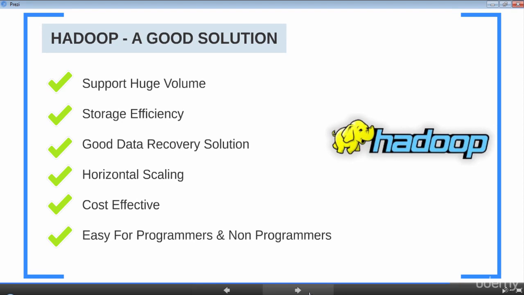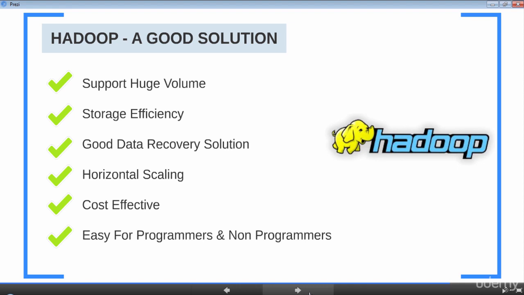So a good solution should, of course, handle huge volume of data. It should provide efficient storage, that is, the ability to store data efficiently. Data loss is unavoidable, so the proposed solution should implement good recovery strategies. And the solution should be horizontally scalable as your data grows. Most importantly, it should be cost effective. And finally, minimize the learning curve. It should be easy for programmers, data analysts and non-programmers to work with the framework or the system.